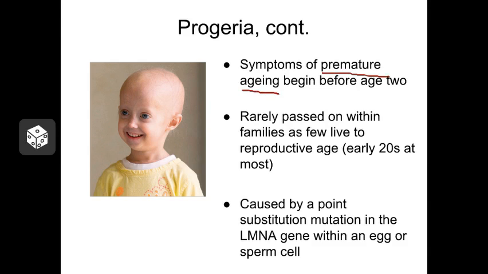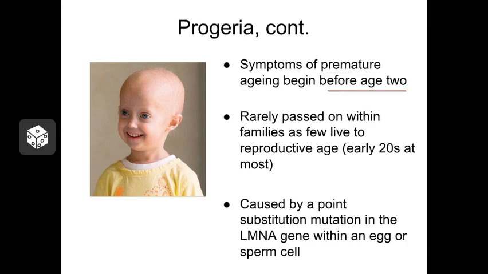Now, by premature aging, I don't mean you get a few wrinkles a little bit early. No, this shows up really early. Most individuals with progeria have symptoms by the age of 2. Things like hair loss, organ dysfunction, wrinkling of the skin, and so on.